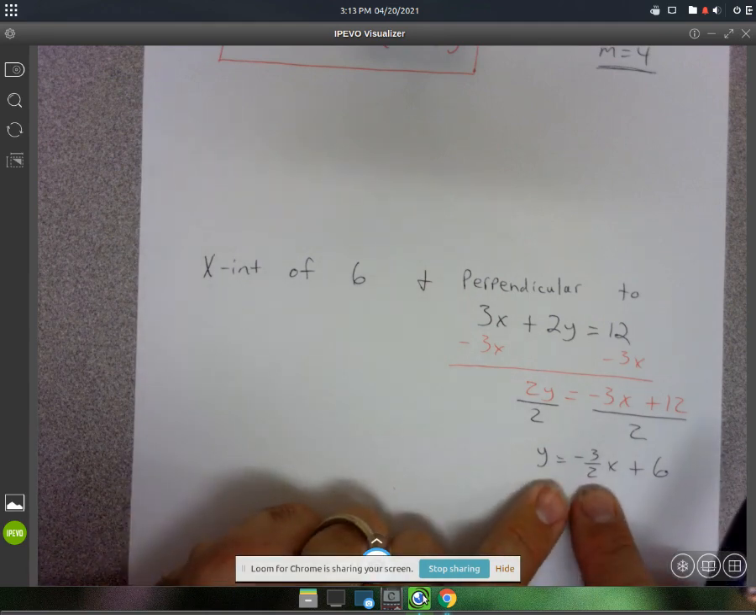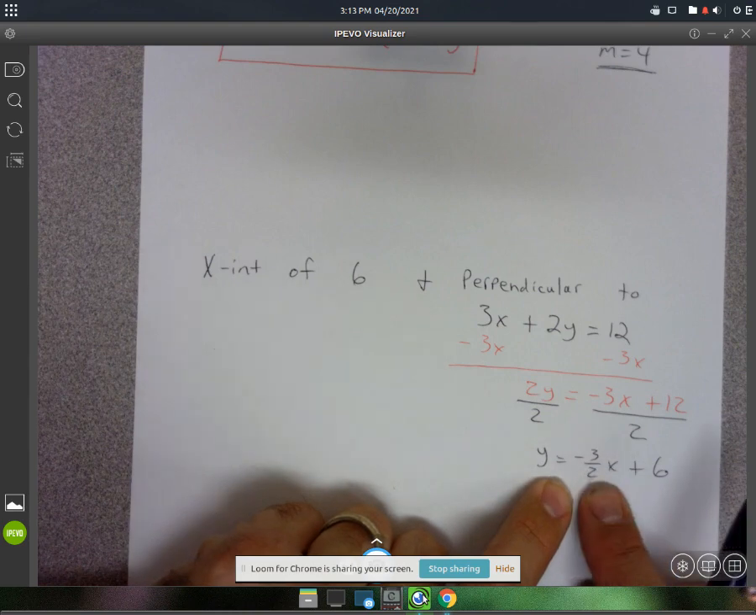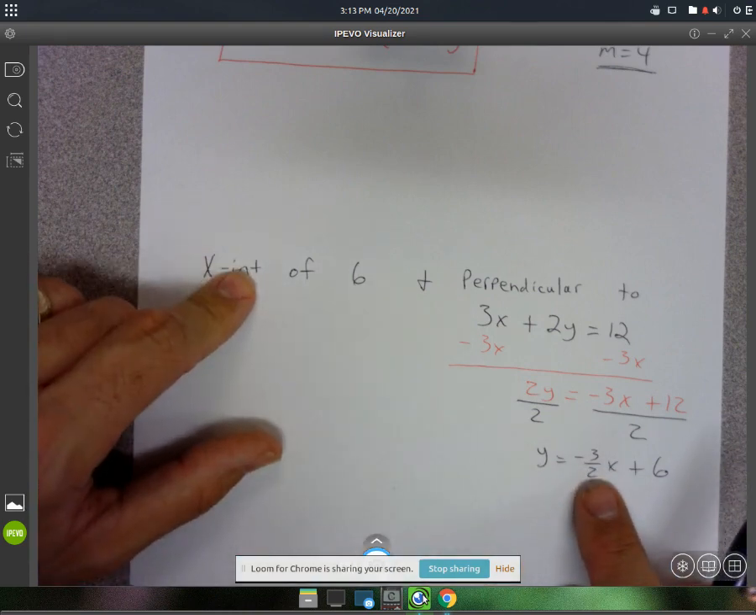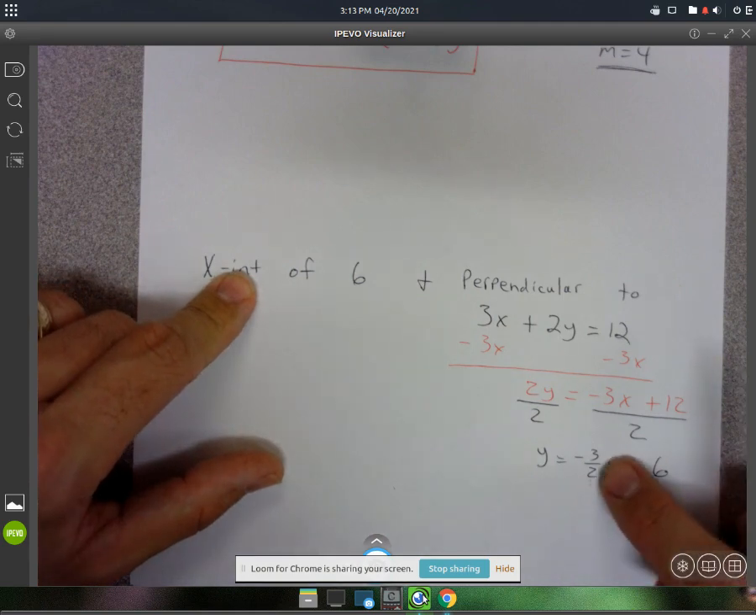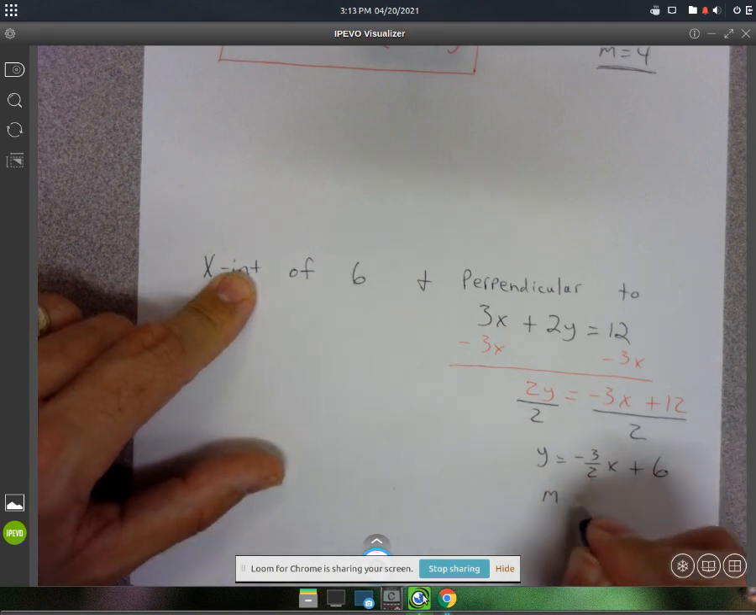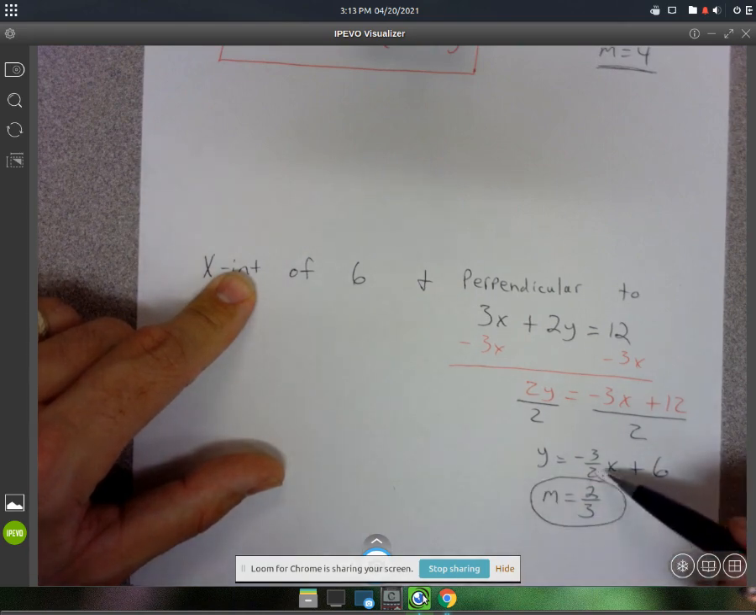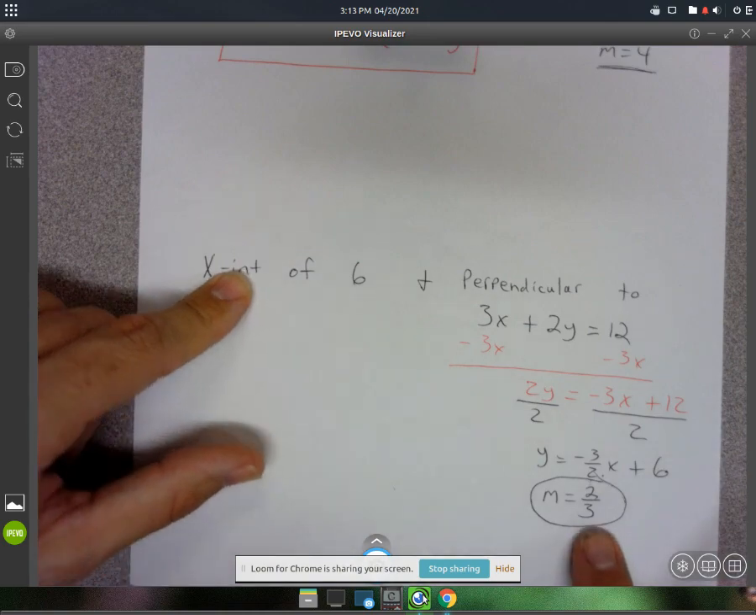All right, so this is the slope of the original, but I'm wanting my new line to be perpendicular to this. So I got to do the negative reciprocal. So it's going to be m equals positive 2/3. So you flip it and you take the negative of it. So that's going to be my slope here in a second.